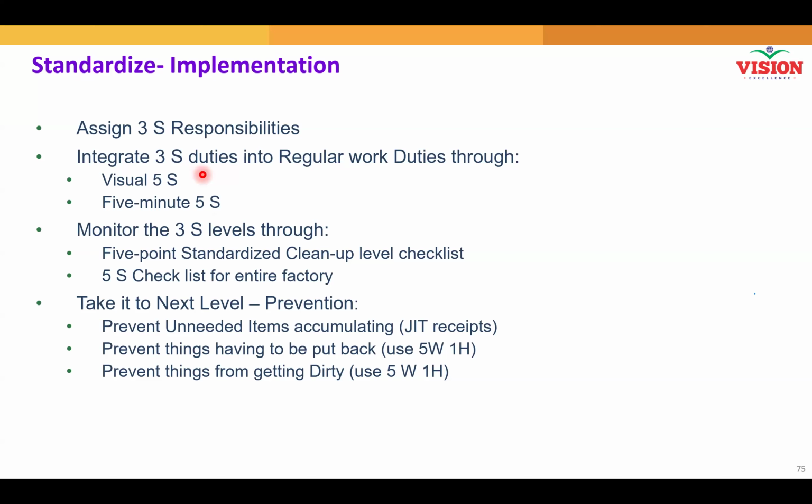So integrate the duties into the regular work, and implement visual management wherever possible. Here, every day 5 minutes is assigned for 5S, during which the work time is dedicatedly available for 5S only. And then a 5-point standardized cleanup level checklist. You can also have a kind of checklist to ensure the 5S tasks are performed properly. And slowly you can take the implementation to a higher level, so that you can also use 5S to prevent any kind of failures.